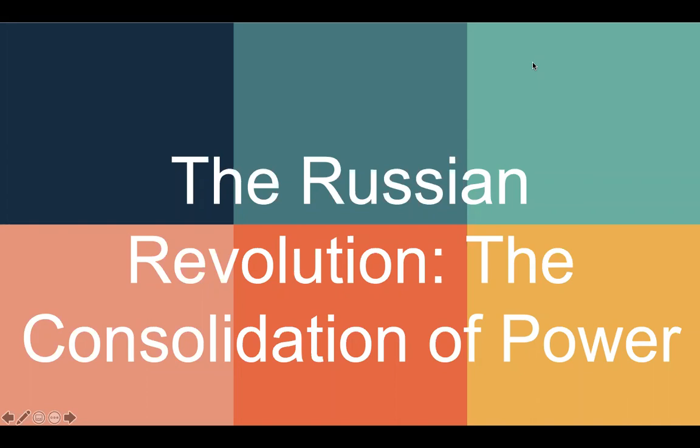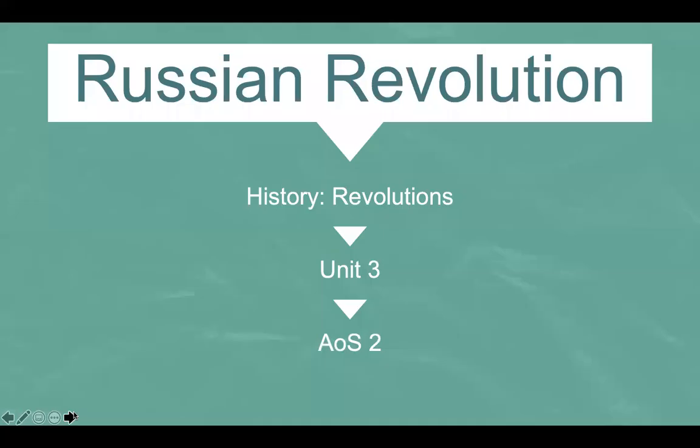G'day guys, today I'm going to be talking about the Russian Revolution and in particular the consolidation of power after the 1917 October Revolution. So this is obviously part of the Russian Revolution from History Revolutions, the VCE subject. It's part of Unit 3, so terms 1 and 2 of Year 12, and in particular the second area of study, which focuses on the aftermath of the October Revolution and the taking of power by the Bolsheviks and Vladimir Lenin.